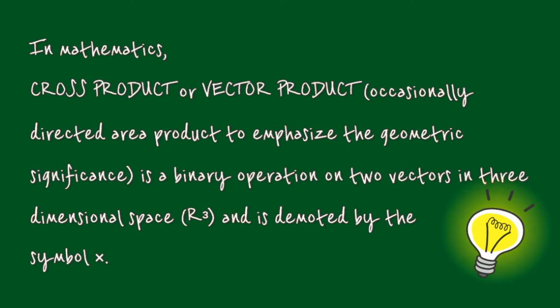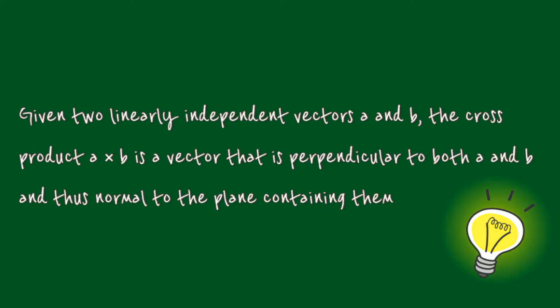In mathematics, the cross product, or vector product, or occasionally directed area product to emphasize the geometric significance, is a binary operation on two vectors in three-dimensional space, or R cubed, and is denoted by the symbol ×. Given two linearly independent vectors A and B, the cross product A cross B is a vector that is perpendicular to both A and B, and thus normal to the plane containing them.